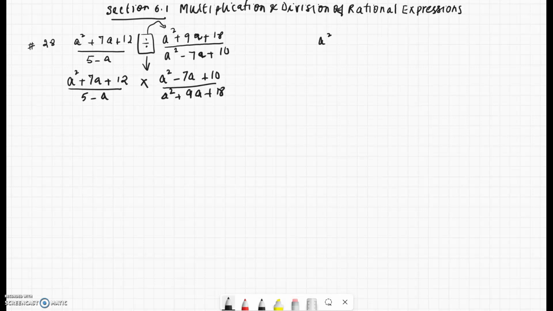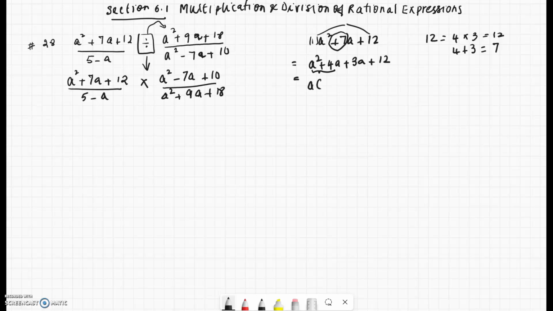So let's factor a squared plus 7a plus 12. The coefficient of a squared is 1. 1 times 12 is 12. 4 times 3 is 12. 4 plus 3 is the coefficient of the middle term, which is positive 7. So we write this as a squared plus 4a plus 3a plus 12, because 4a plus 3a is 7a.